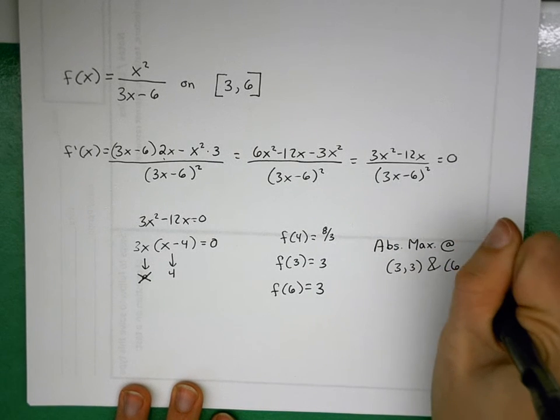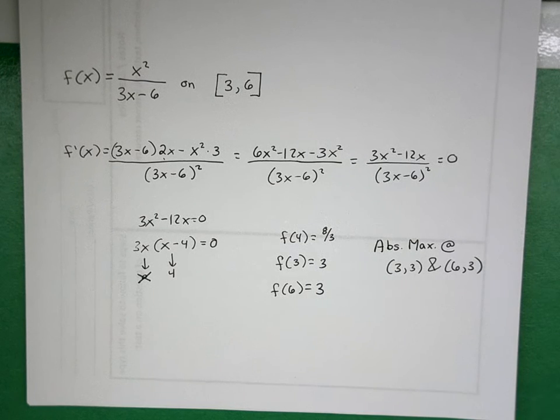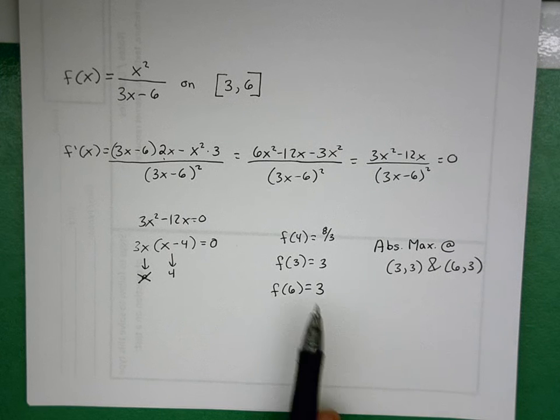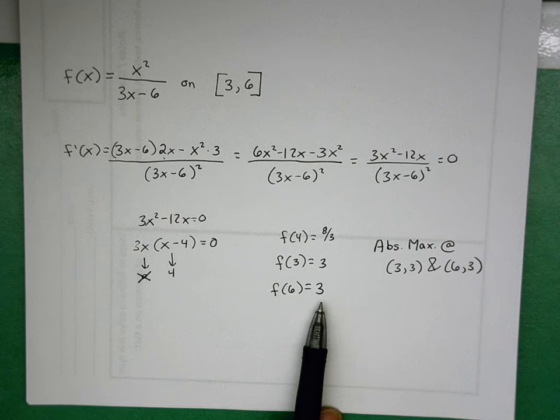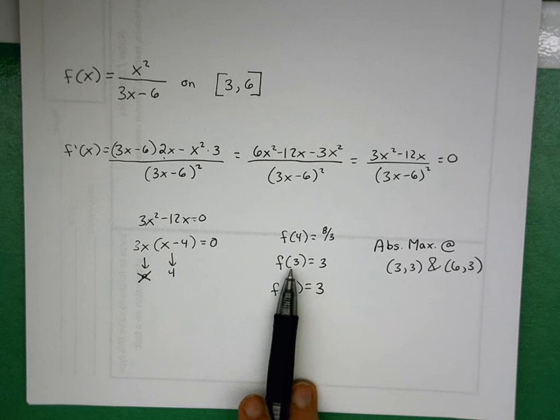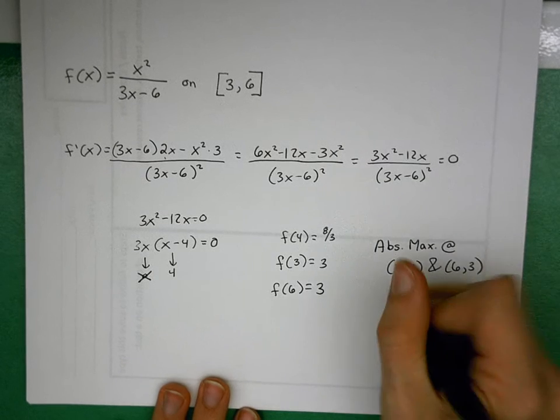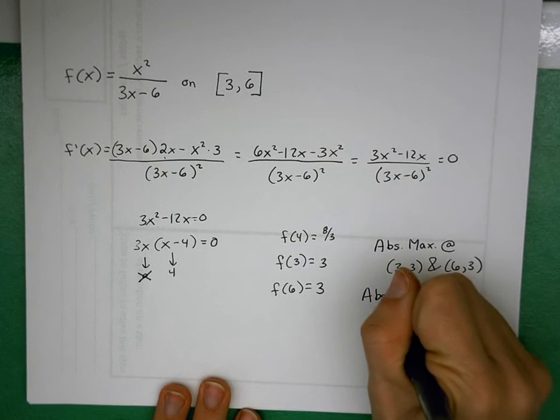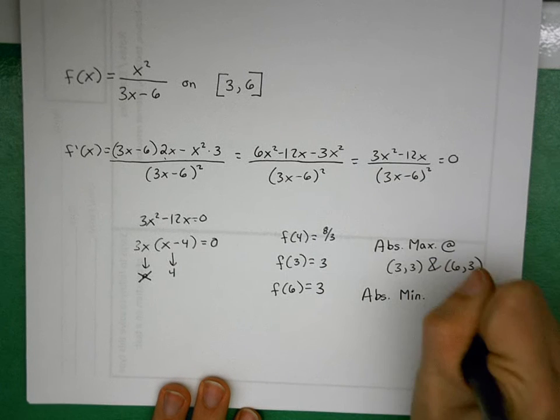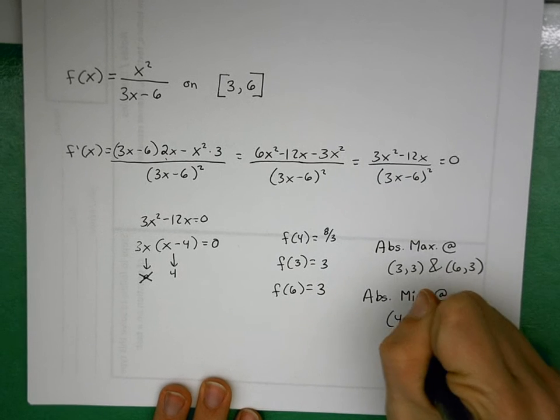And I should rephrase slightly what I just said. It's not so much that you have two absolute maxes. We only have one absolute maximum. That absolute maximum is 3. But we have two locations of that absolute maximum. One of the locations is at x equals 3. Another location is at x equals 6. Okay, and then an absolute min at 4, 8/3.